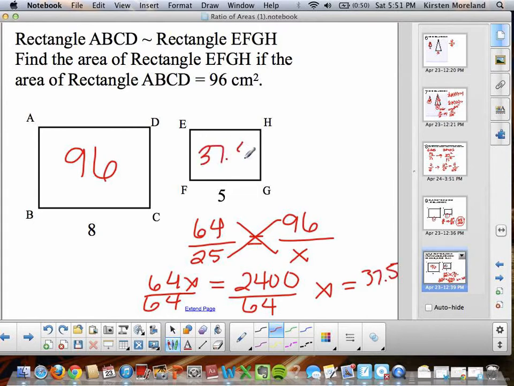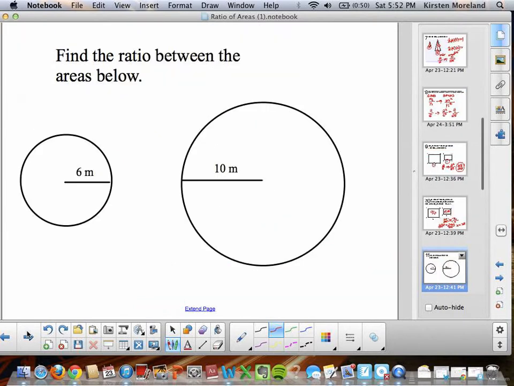So 37.5. Once you get that, always check, does it make sense? Well, that's a smaller rectangle, so it makes sense it's 37.5. It's about a third of the area, a little bit over. Okay, so this next one should be, again, the most basic one.